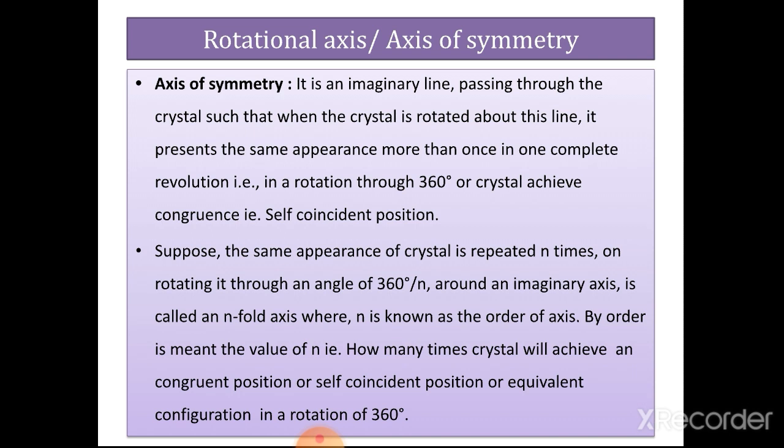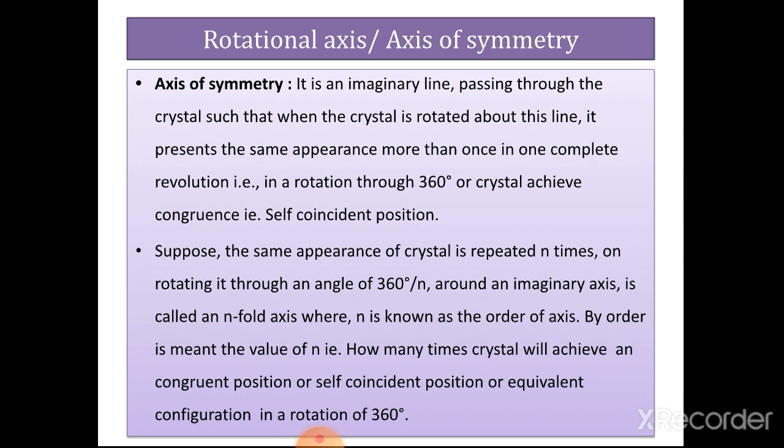Congruence means self-coincident position. Here, let us see the examples. Suppose the crystal achieves congruence n times when rotated through an angle of 360 degrees divided by n around an imaginary axis. Then the axis is called an n-fold axis, where n is the order of the axis. In other words, n is the number of times the crystal achieves congruence or a self-coincident position in one rotation of 360 degrees.